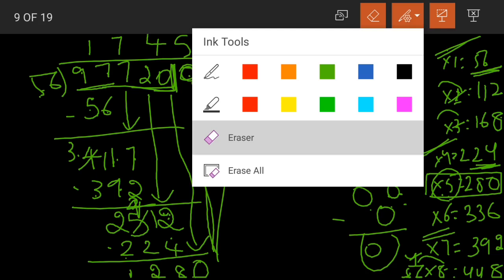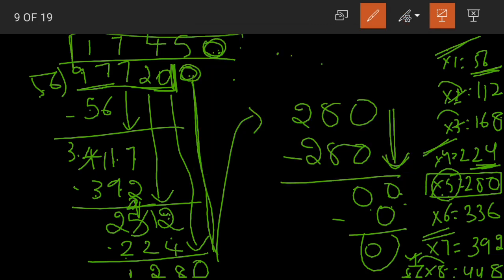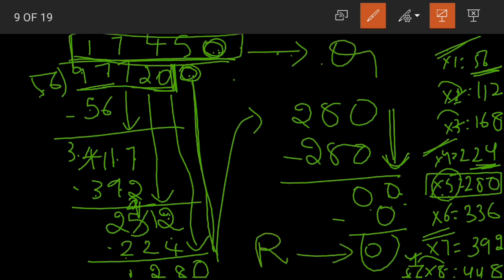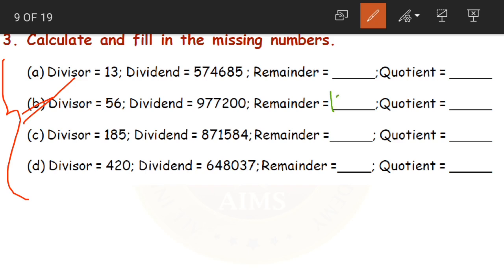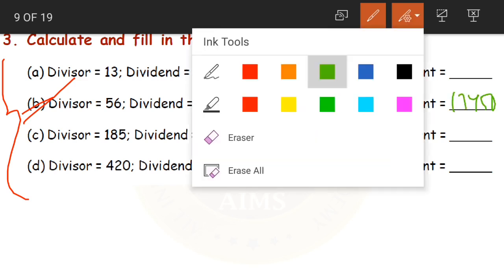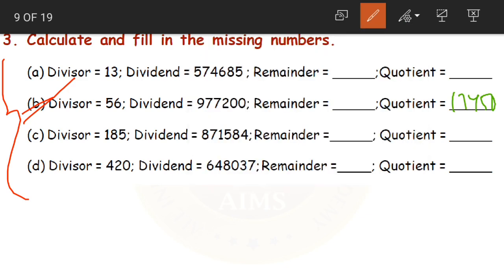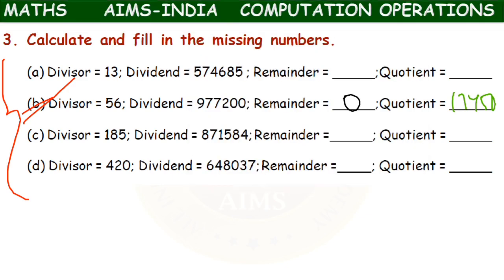What is our answer? Our answer is 17,450. This is our quotient and 0 is our remainder. So 17,450 is our quotient and 0 is our remainder. Okay children, I hope this was clear. It is just a normal division, right?